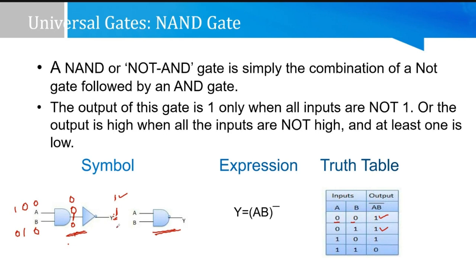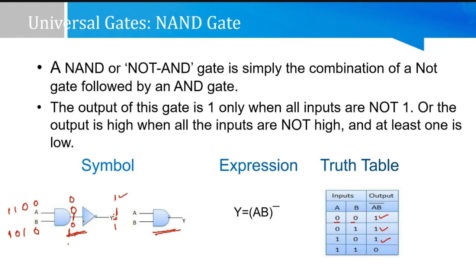So the input is 1 and 0. One of the inputs is 1 and another input is 0, so you will have the output as 1. Next, A is 1, B is 1. Both the inputs are high. So what is the output of the AND gate when both the inputs are at a high condition? The output is also high. So here the output is high.